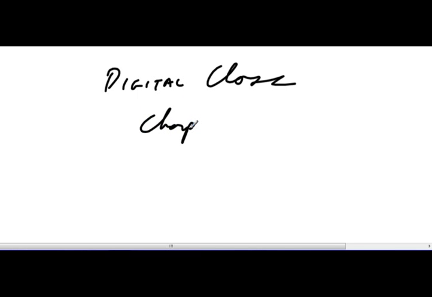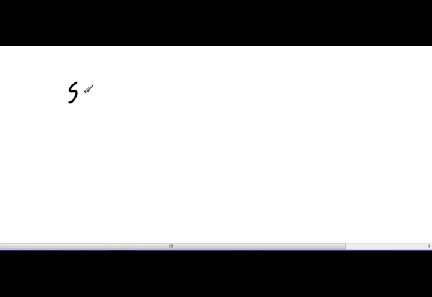This is the digital circuit class. And where are we? We're in chapter 13. And we're going to be done in about 15 minutes with this chapter because it's so pathetic. So, we have shift registers. I don't know why we need them, but you will.